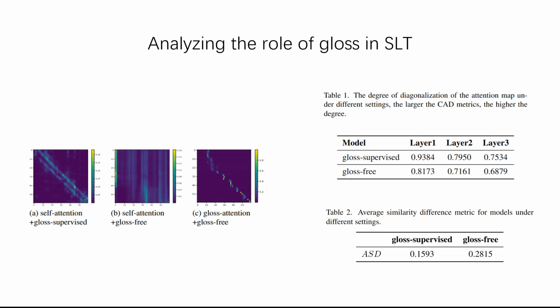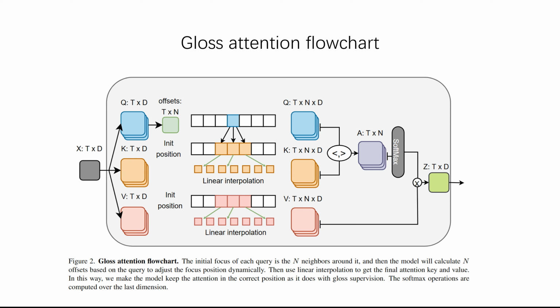First, we design a new dynamic attention mechanism called gloss attention to inject inductive bias into the model so that it tends to pay attention to the content in the local semantic unit rather than others.